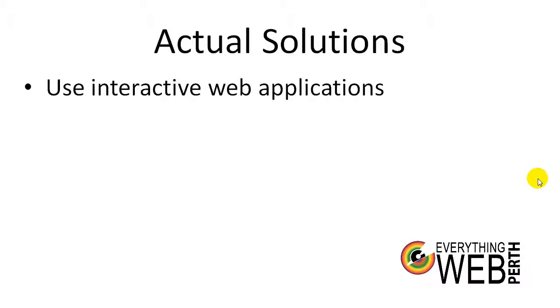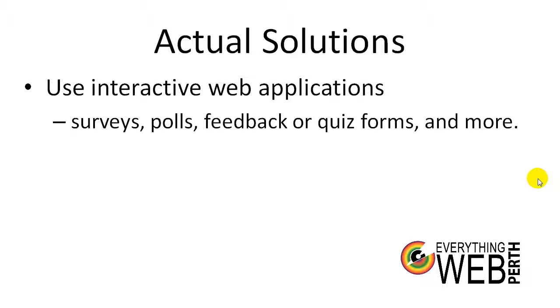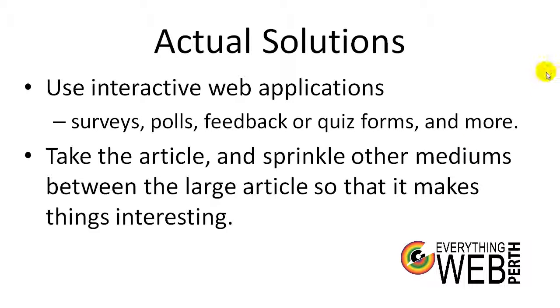and you can use interactive web applications like surveys, polls, feedback, or quiz forms. And this can actually help you gather data about your audience, but at the same time, keep them intrigued, keep their attention, and keep them engaged. So like I said again, take the article and sprinkle other mediums throughout the large article so that it makes it interesting. Don't put it all in one spot, spread it out. And if you can do this, then you have yourself a socially engaged site.